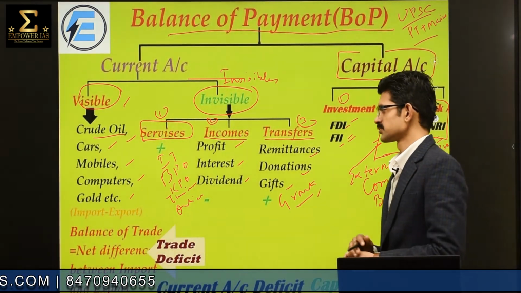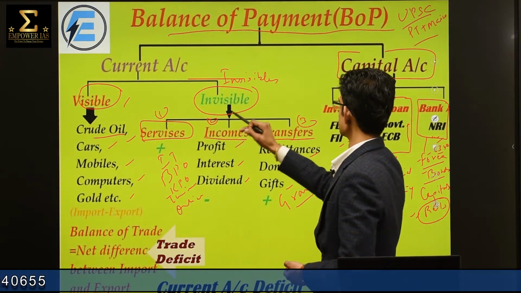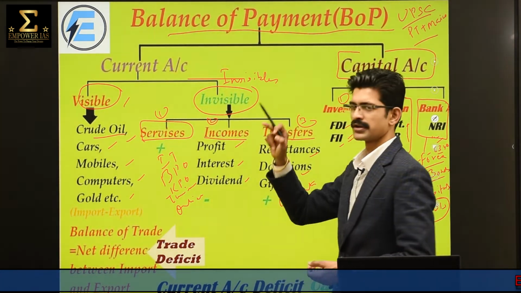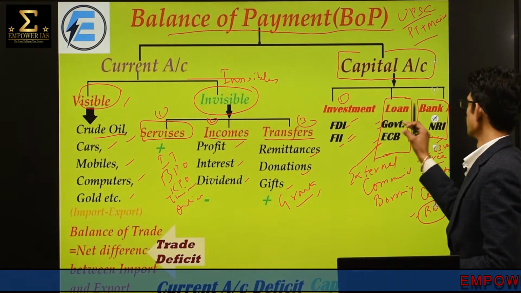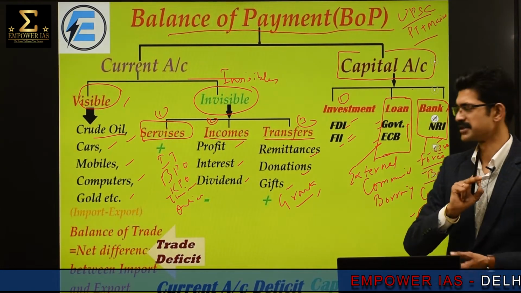So the balance of payment comprises these factors of visible, invisible in terms of current account, and investment, loan and banking assets in terms of capital account. Remember for your prelims as well as mains point of view.